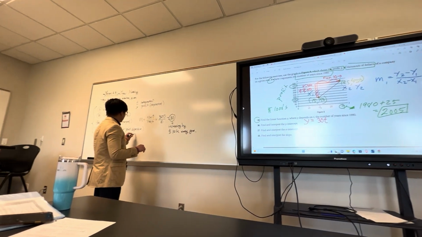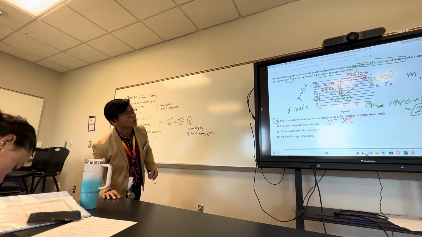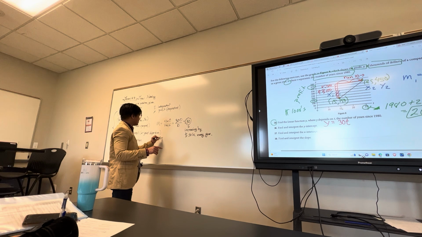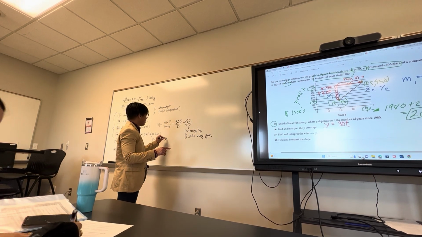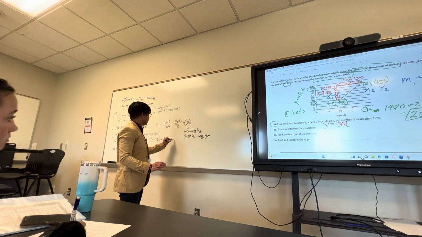So what's that gonna be? Y minus, what's our Y1? 15. Or 150, right? Yeah. Y minus 150 is equal to our slope, 30, times X minus 15. There we go. Right?